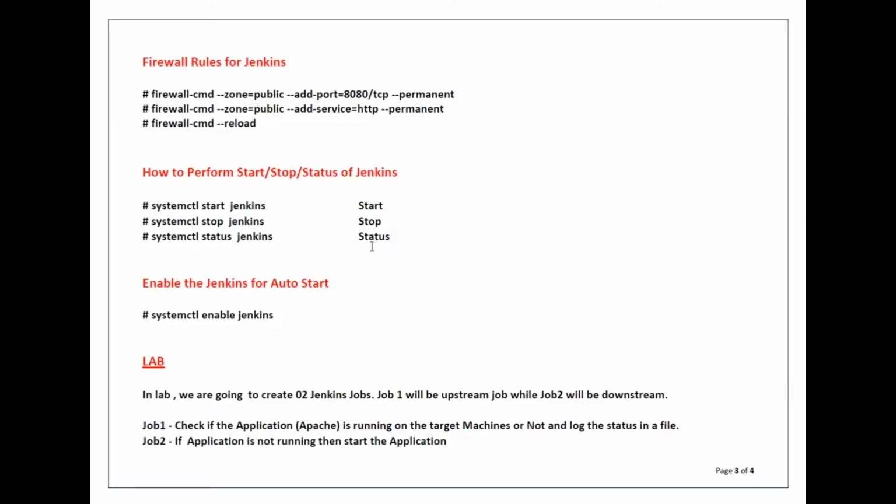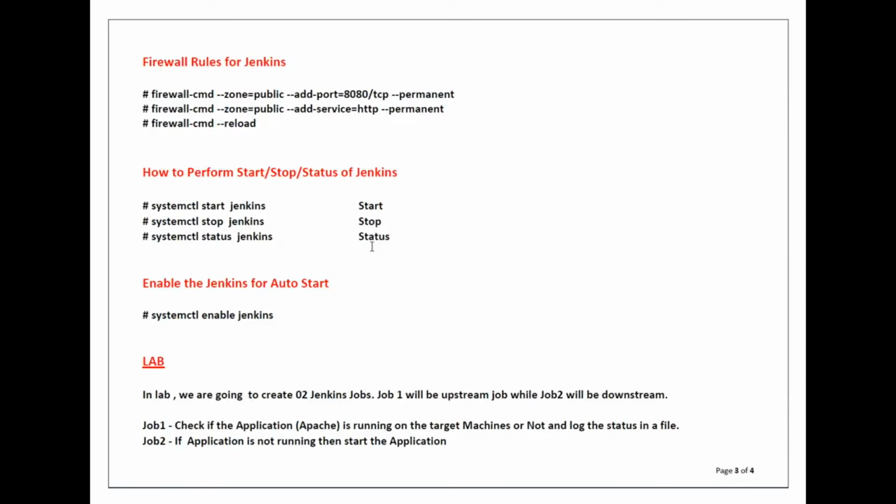And in the lab, this is important, just pay attention to this bit. In the lab, we are going to create two Jenkins jobs. The first job will be the upstream job and the second will be downstream. Upstream means the parent job, you can say, and it will trigger the second job, which will be the downstream job. Job 1 will check whether Apache is running on a target machine.